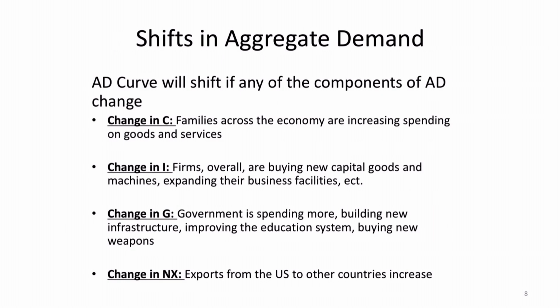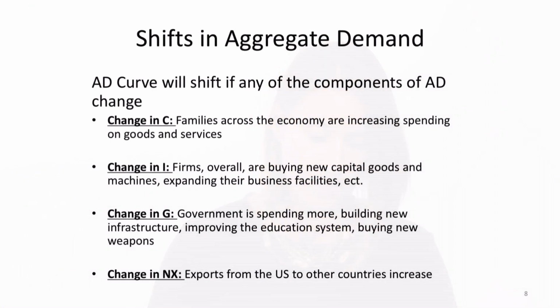So now we want to know what happens if we have shifts in aggregate demand. Where are these shifts coming from? Remember, we can define our aggregate demand curve as consumption, investment spending, government spending, and net exports. So therefore, we're going to observe shifts in the aggregate demand curve when we have some factor changing in our economy that's going to cause a shift in or a change in consumption, investment, government spending, or net exports.